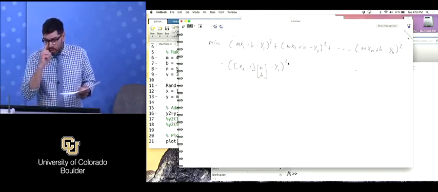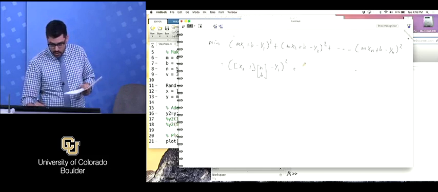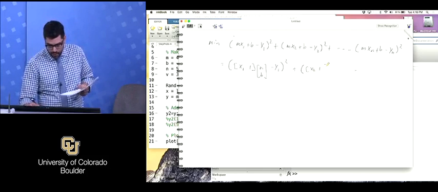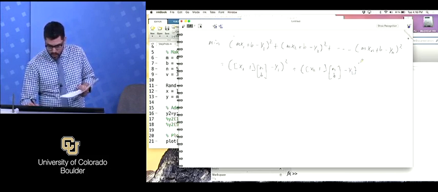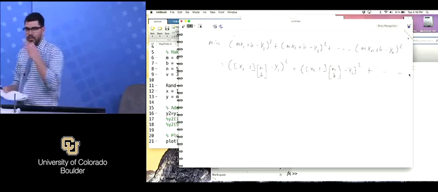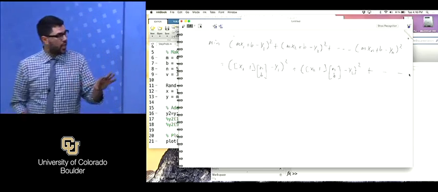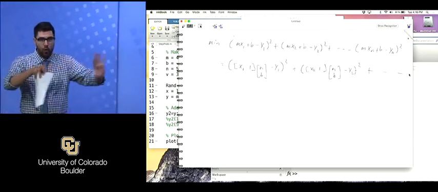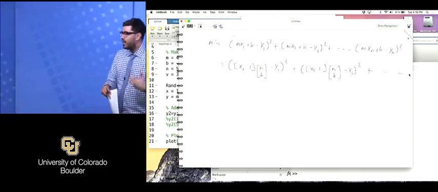Okay? I'm changing it to inner products, plus x2, 1, m and b, minus y2 squared, plus dot, dot, dot, all the way there. Are you okay with that? I haven't changed anything. I'm just starting to form it into vectors and then finally get it into a matrix.